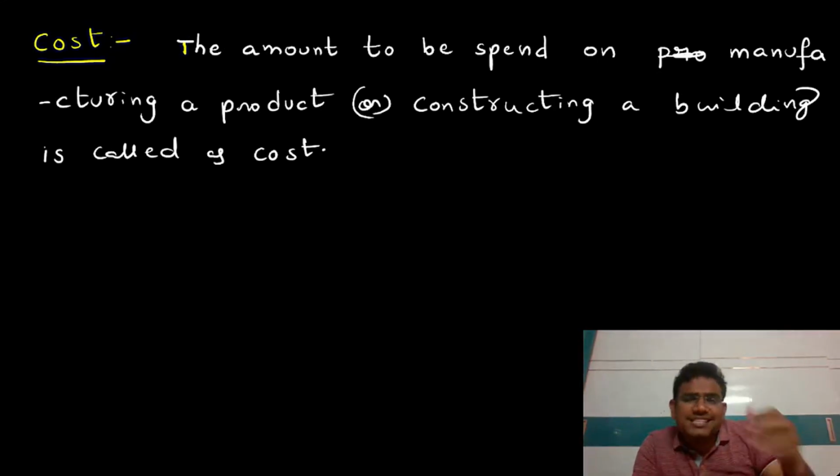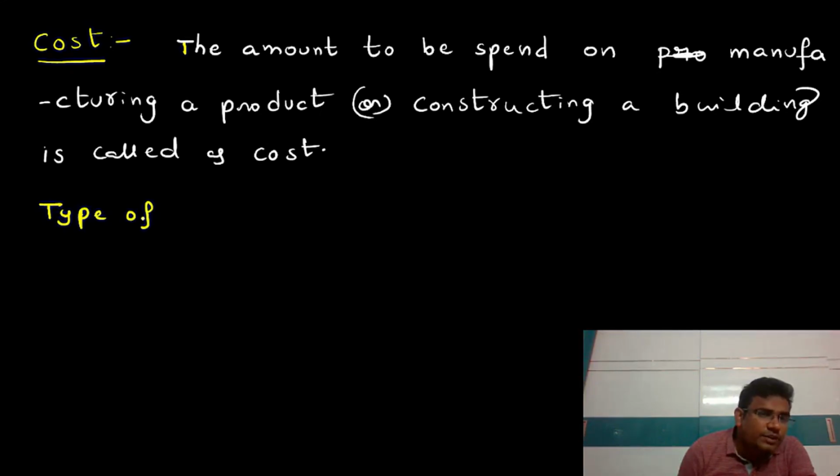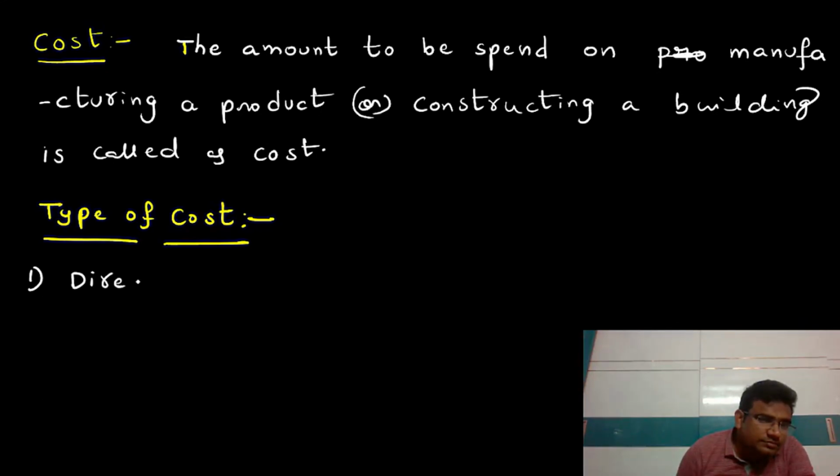Okay, now guys, actually in the cost there are different types again. So the next thing we are going to discuss is the types of cost. And in the types of cost, guys, the first type I am going to discuss is the direct cost.